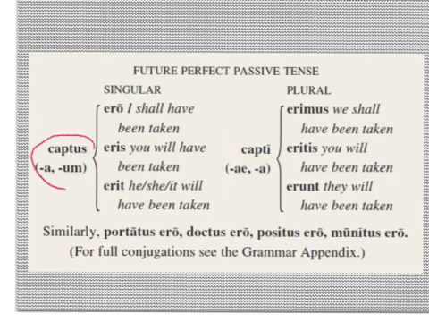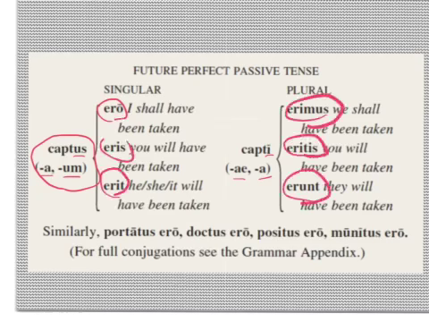Again, taking the fourth principal part, us, or I, a, depending on the number and gender of the subject, and then we'll use the future form of sum, ero, eris, erit, erimus, eritus, erunt.